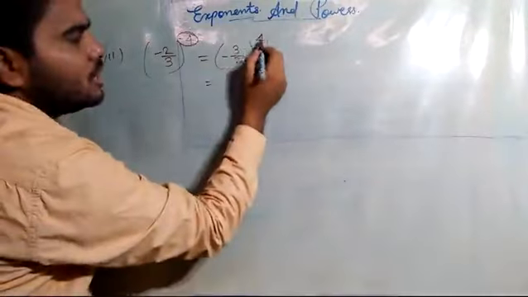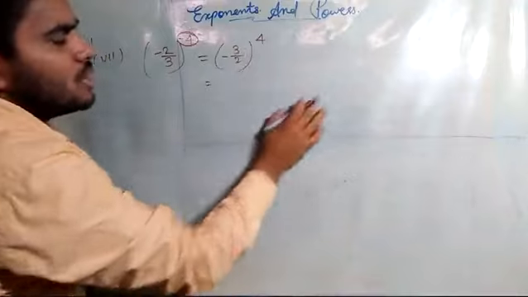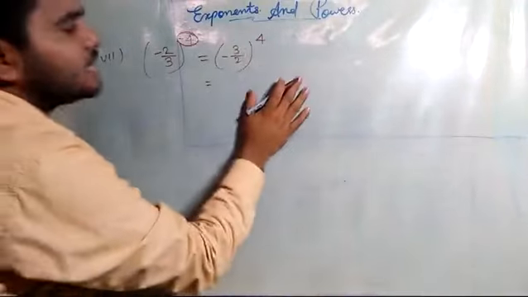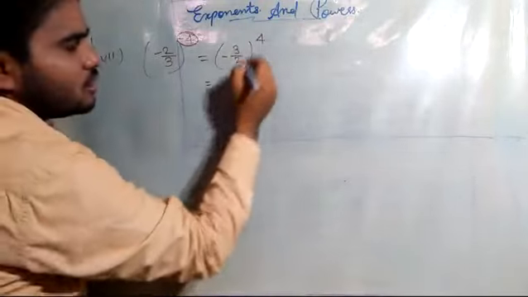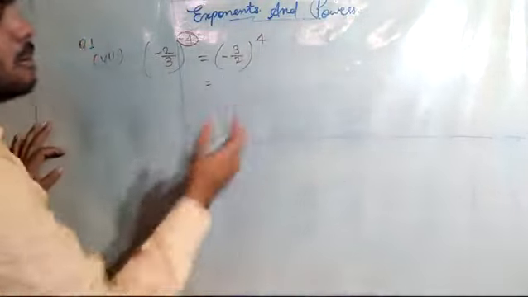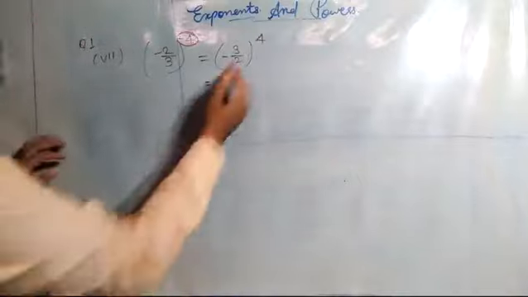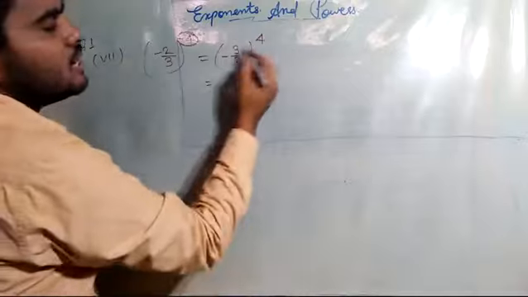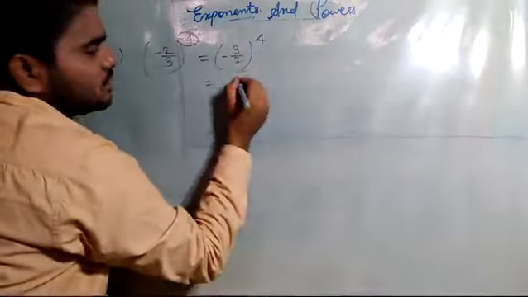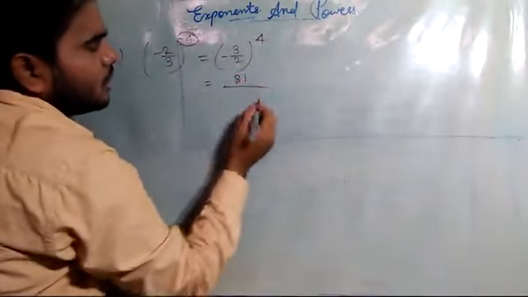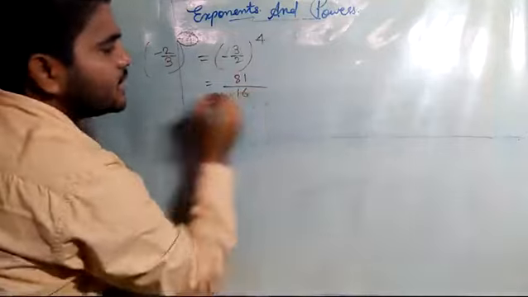Now 3 raised to the power 4 means 3 into 3 into 3 into 3, and 2 into 2 into 2 into 2. Initially, you will take time to know the value of 3 raised to the power 4. But if you practice in such a way that the value can be easily remembered, you can mentally calculate it. That means it will be 81. Now 2 raised to the power 4 is 2 into 2 into 2 into 2, that means 16 here.